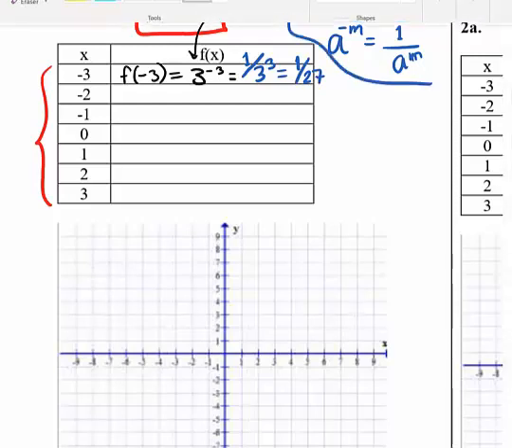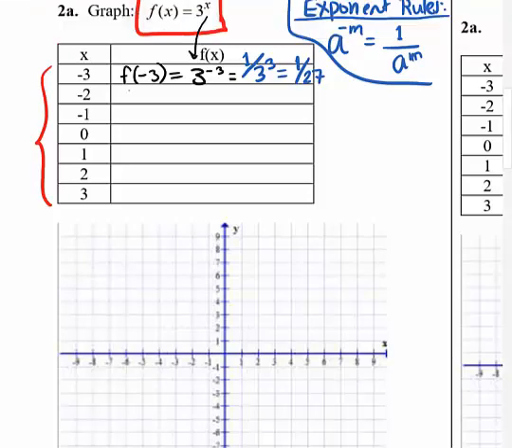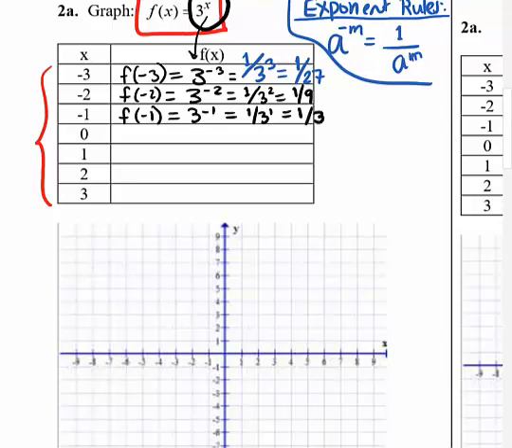Now let's try the next number, negative 2. I think it'll go a similar way. If I put negative 2 in there, it's 3 to the negative 2. And notice the base is not changing because the function they gave me was 3 to a power. So it's going to be 3 to whatever x value they want. 3 to the negative 2, like we did before, means 1 over 3 to the second power, which is 9. So it's 1 ninth. And then we'll do the same thing for negative 1. That's the next x value. 3 to the negative 1 means 1 over 3 to the 1 power, which is just 1 third.